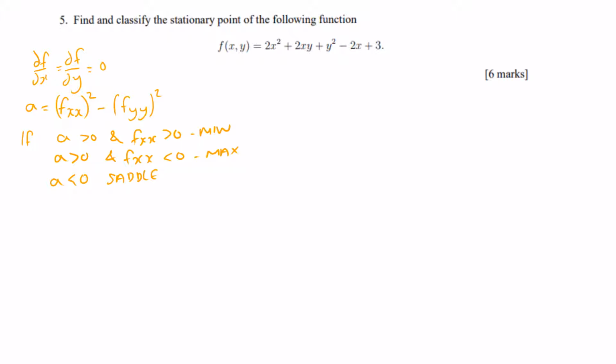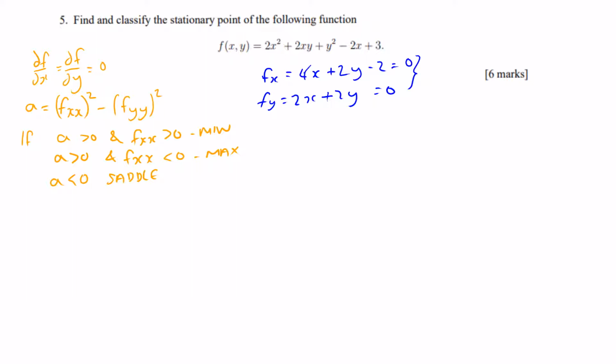So let's find and classify the stationary point. If we take f and partially differentiate it with respect to x, that will give us fx equals 4x plus 2y minus 2, and fy equals 2x plus 2y. They're both equal to 0. And now we can solve these two equations simultaneously.